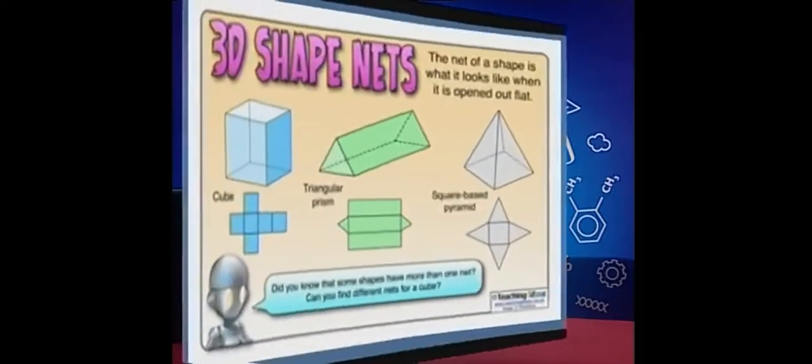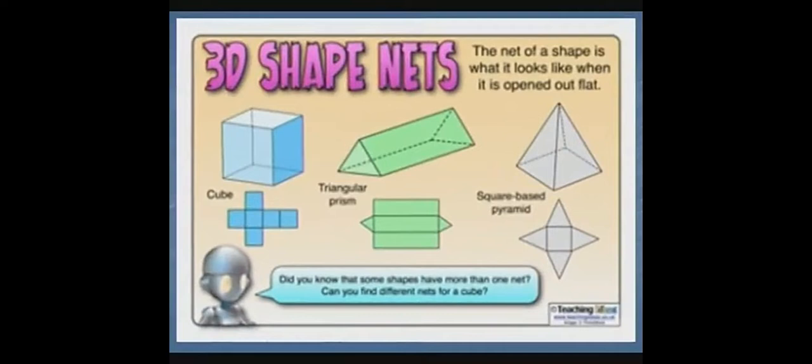Before going on to the net, what is a net? That is very important. The net of a shape is what it looks like when it is opened out flat. Now, we are seeing many 3-dimensional shapes. For example, the first one is a cube, and you can see the net shape below it, then a triangular prism and a square-based pyramid.